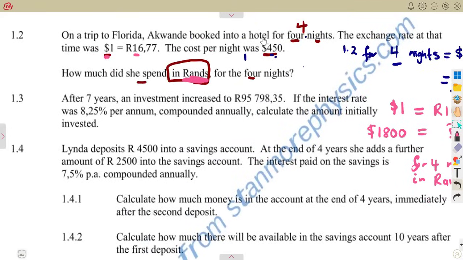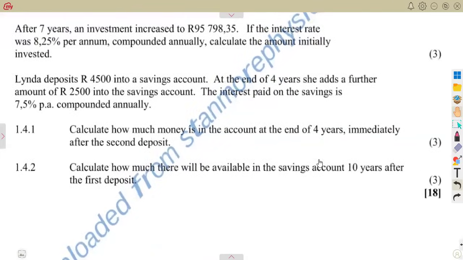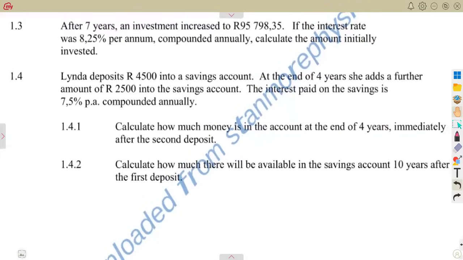So in this question, there are two things to be considered: the amount for the 4 nights and the conversion. You could either convert first the amount that we are given to rands, then multiply by the number of nights after. It's up to you. There are many ways you could have answered this question. This one had 3 marks on 1.3.